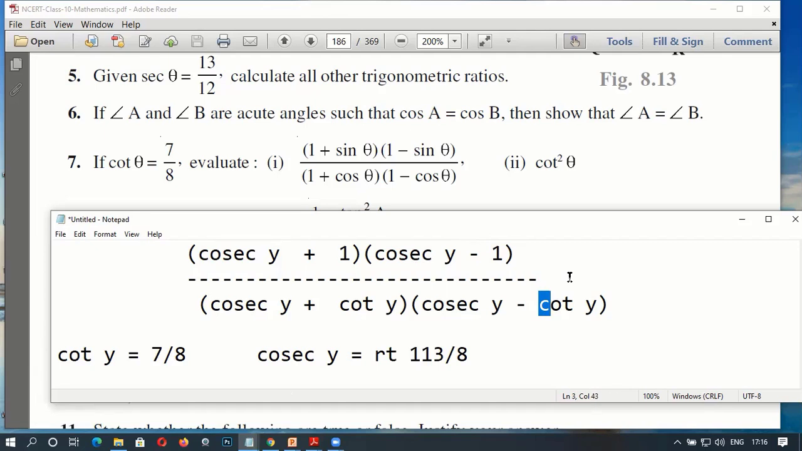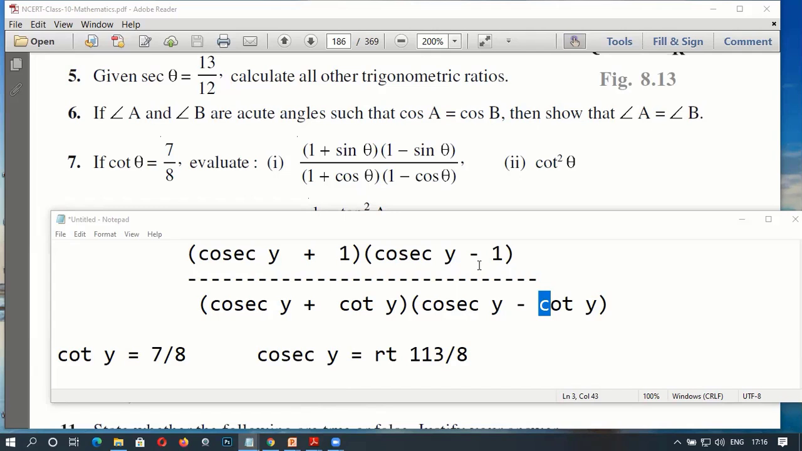So what I'm trying to tell you here is, the main thing is to somehow make this as simple as possible for you. That's why I divided everything by sine theta, because I wanted cot. And I know the identity 1 plus cot square is cosec square. So if I get cosec and cot, it's direct substitution. Okay?